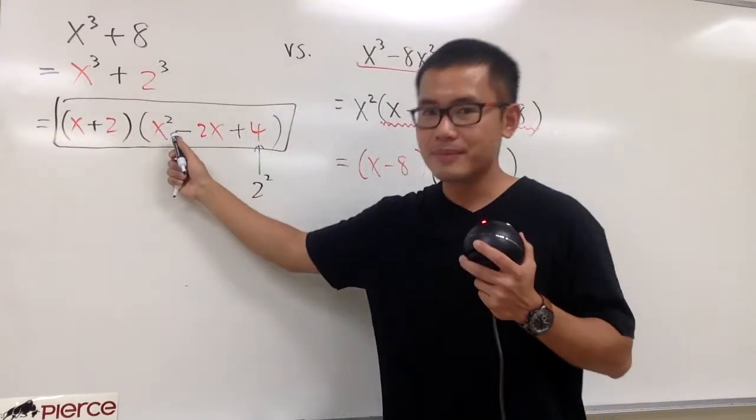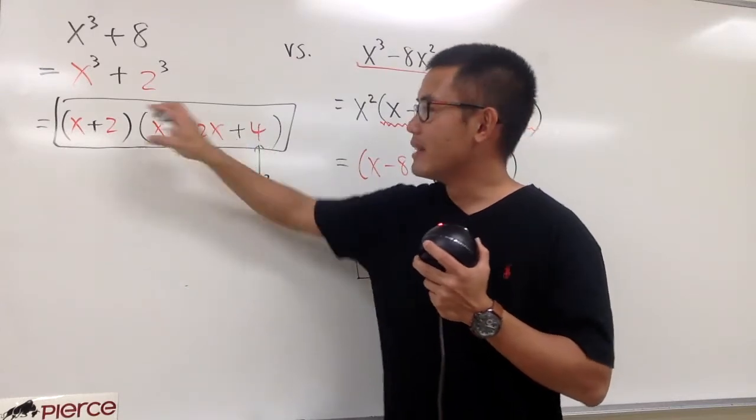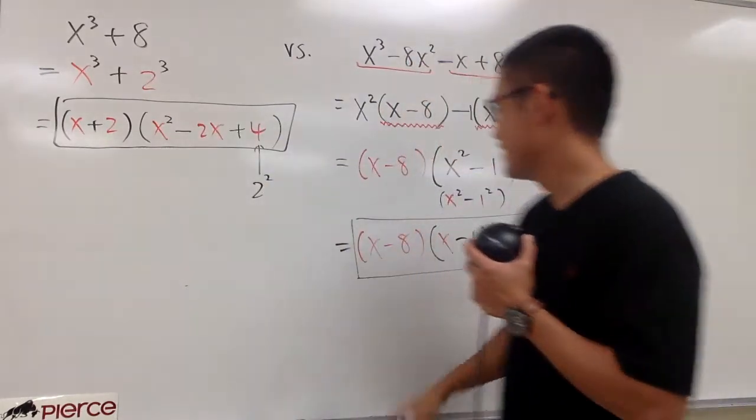And keep in mind, this right here is not factorable. That's why the formula stops right here. This is the factoring for that. And this was the factoring for that.